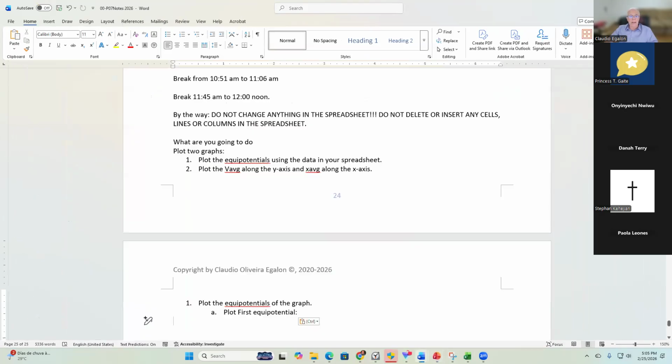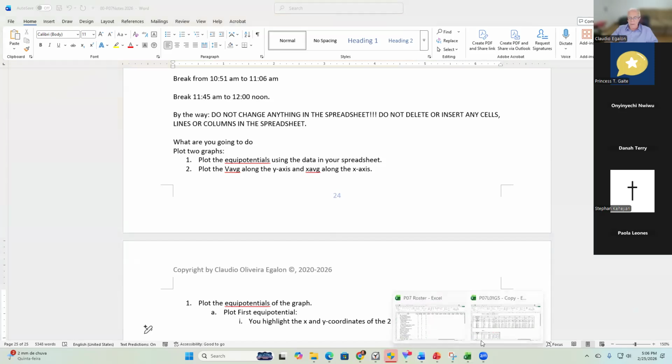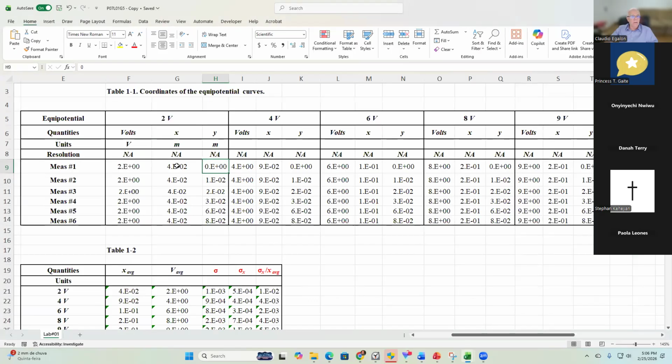And how do you do that? We're going to plot the first equipotential. How are you going to do that? So here you go. First, you highlight the X and Y coordinates of the 2-volt data. How do you do that? Here you go. X and Y coordinates of the 2-volt data. Okay? Can you do that?